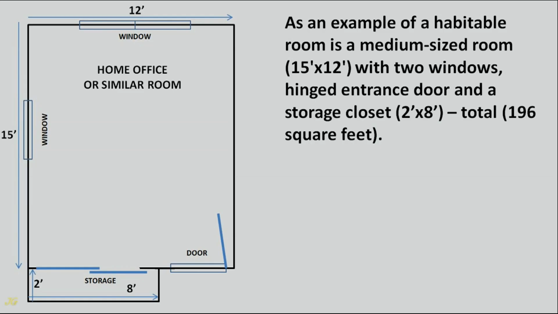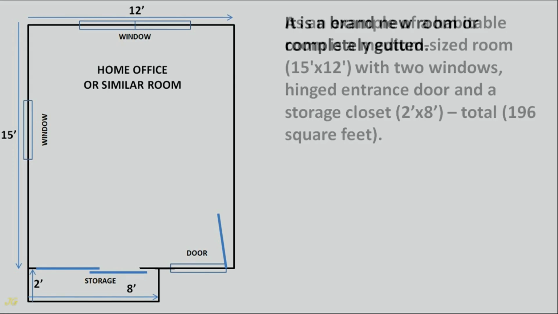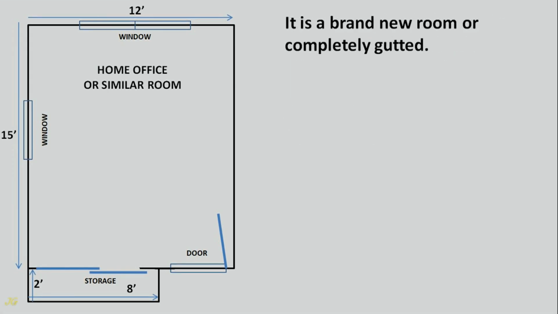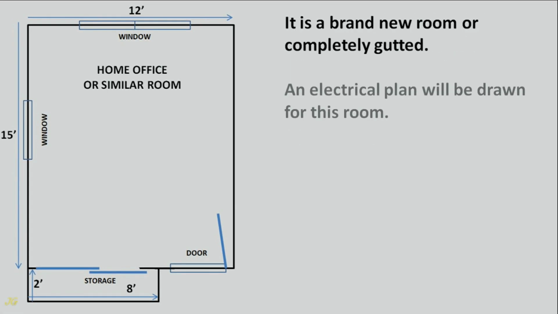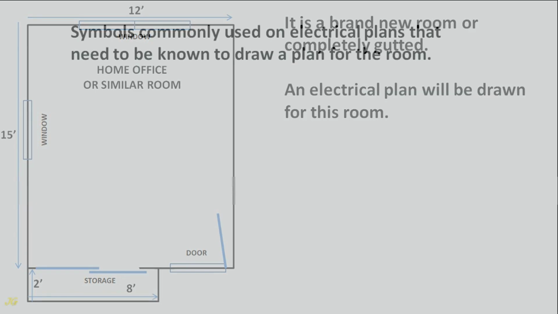As an example of a habitable room, take a medium-sized room, 15 feet by 12 feet, with 2 windows, a hinged entrance door and a storage closet, 2 feet by 8 feet, total 196 square feet. It is a brand new room or completely gutted. An electrical plan will be drawn for this room.